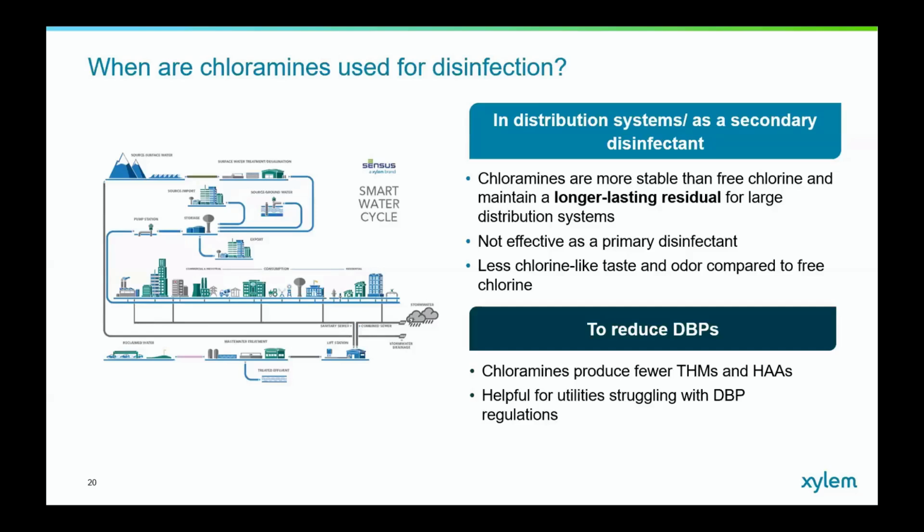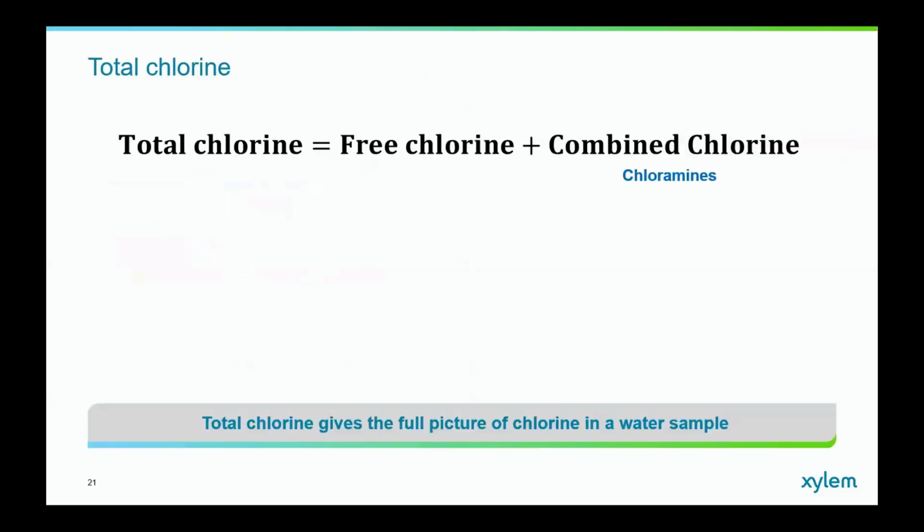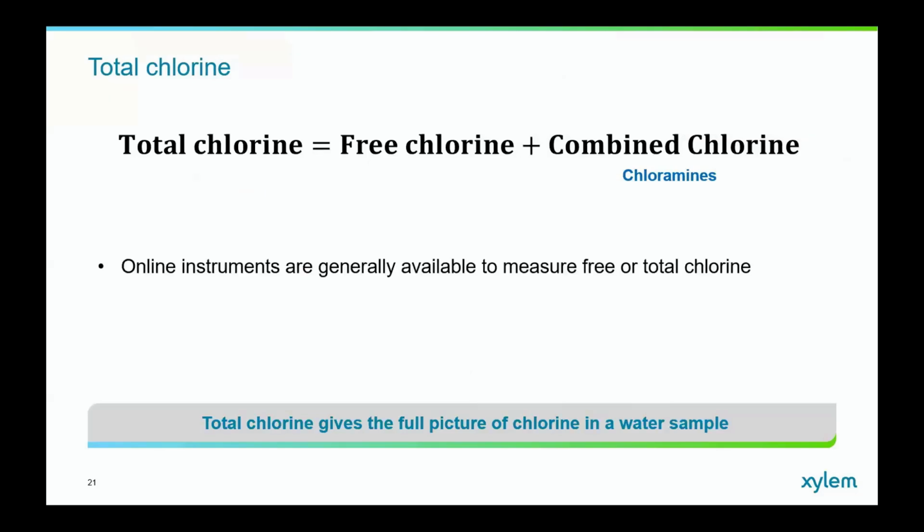Of course, the measured parameter will also change in a chloramination system. Since we are now concerned with the measurement of combined chlorine, the total chlorine determination is critical. Total chlorine gives a full picture of the amount of chlorine in a water sample. It is defined as the sum of free chlorine plus combined chlorine.